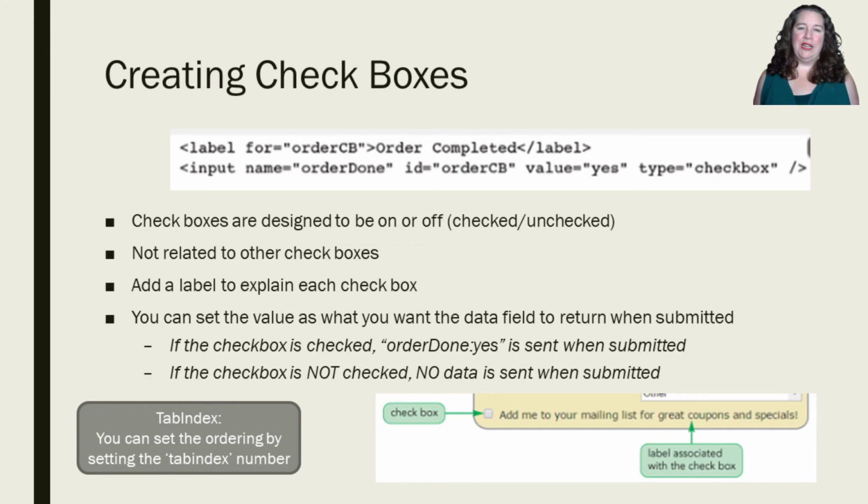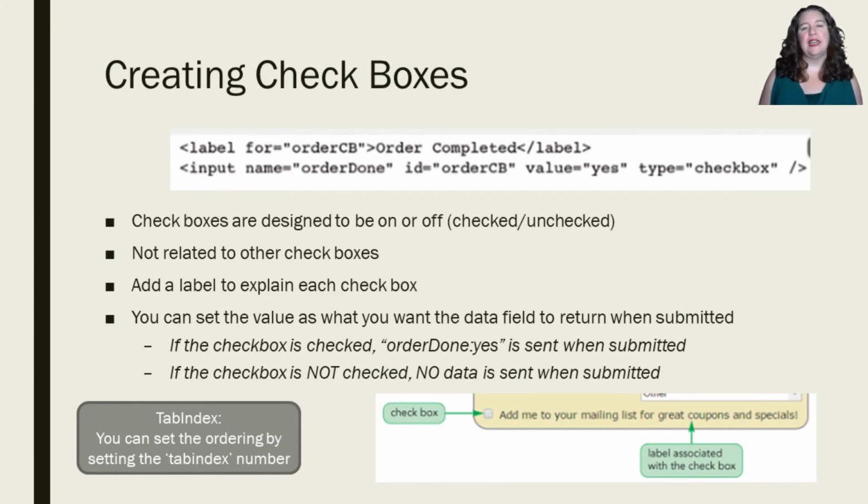As opposed to radio buttons, we can also create check boxes. These are individual, so you can have multiple check boxes and you can check some and uncheck others, and there isn't any limitation on which ones are being checked. Check boxes are either on or off, checked or unchecked. To show that they are checked, you would add the checked attribute. To be unchecked, you just leave it blank.